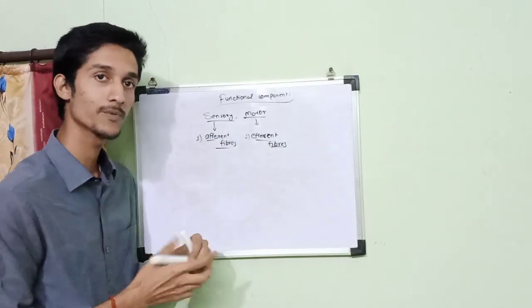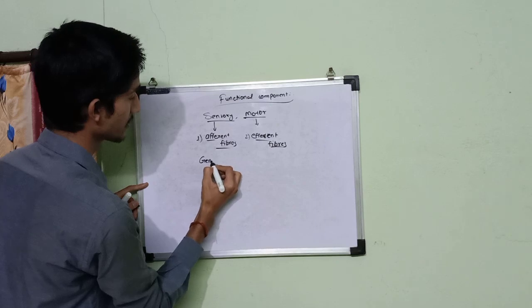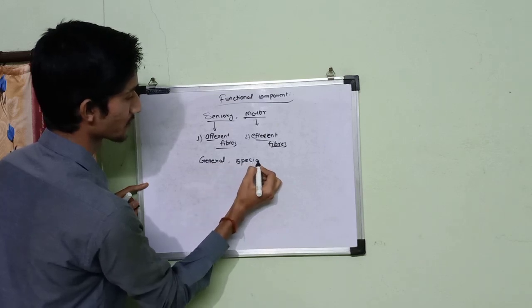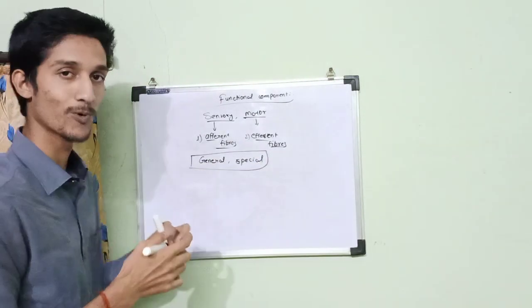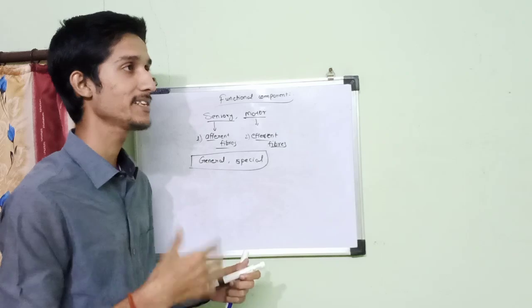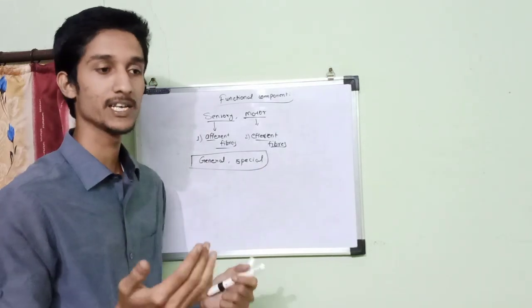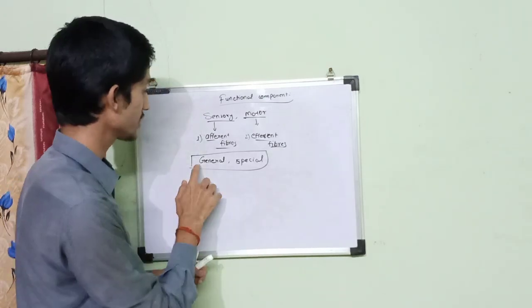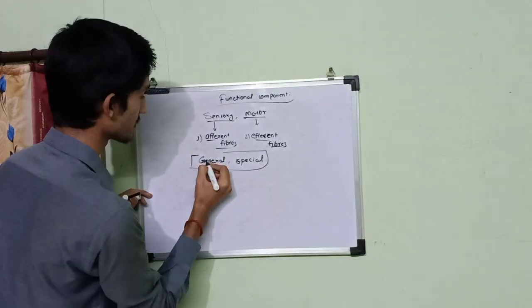Second, what we have to know is one term, the general and the special. I don't think that this needs to be explained. What is general and what is special? Anything different or unique, we term it as special, and if it is general, common to everyone, it is general. So two more terms are there, general and special.